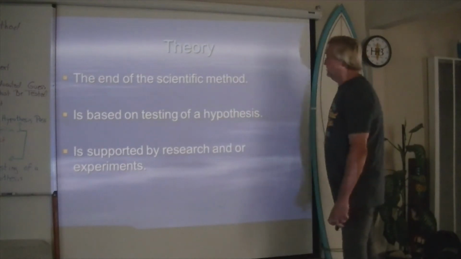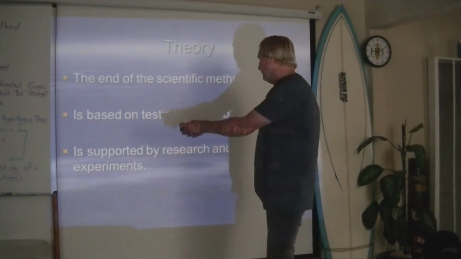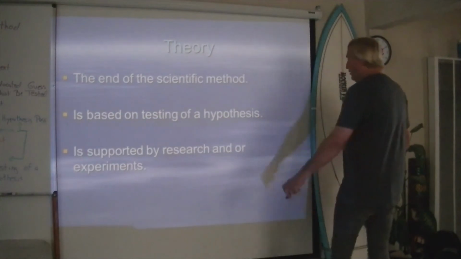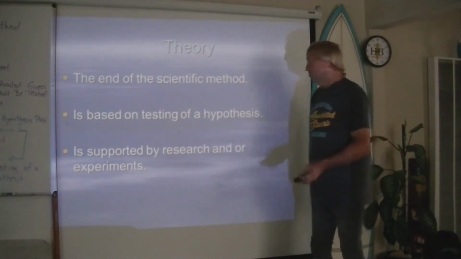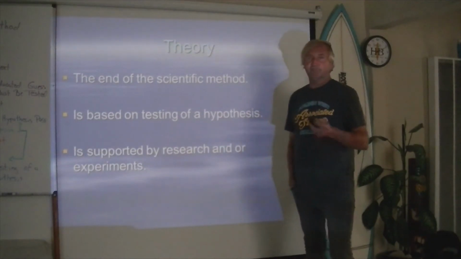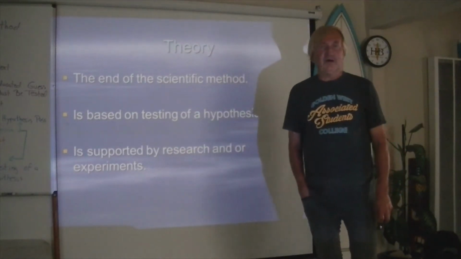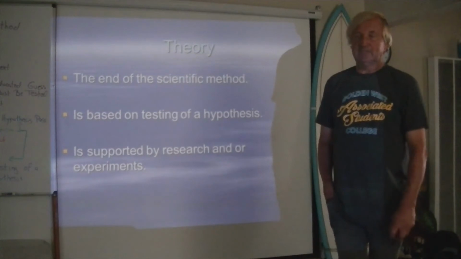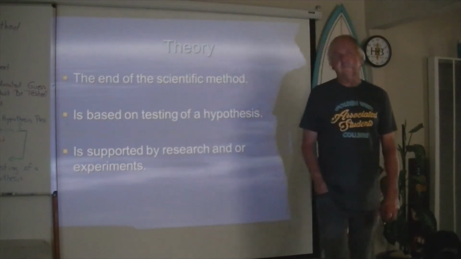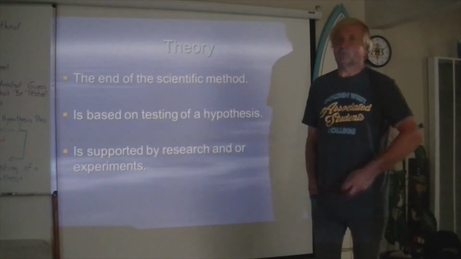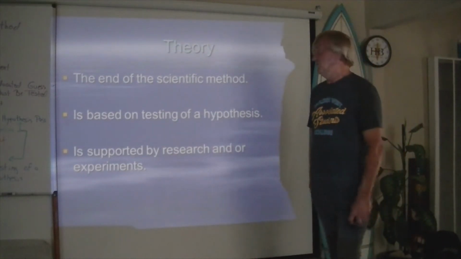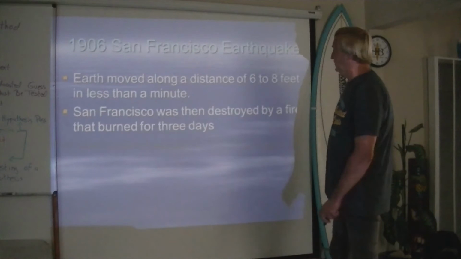So theory comes at the end of the scientific method. It's based on the testing of hypotheses. It's supported by research, by experiments. So theories are based on the testing of a hypothesis. And a hypothesis is not the answer. It simply is an educated guess that requires testing. So we think it's this. How do we know it's that? We have to test it. And this is basically how the scientific method works.